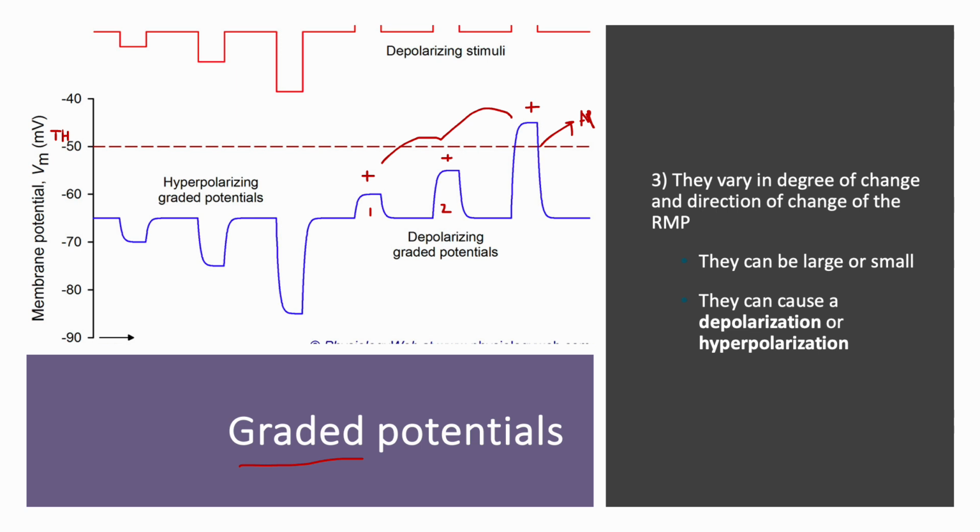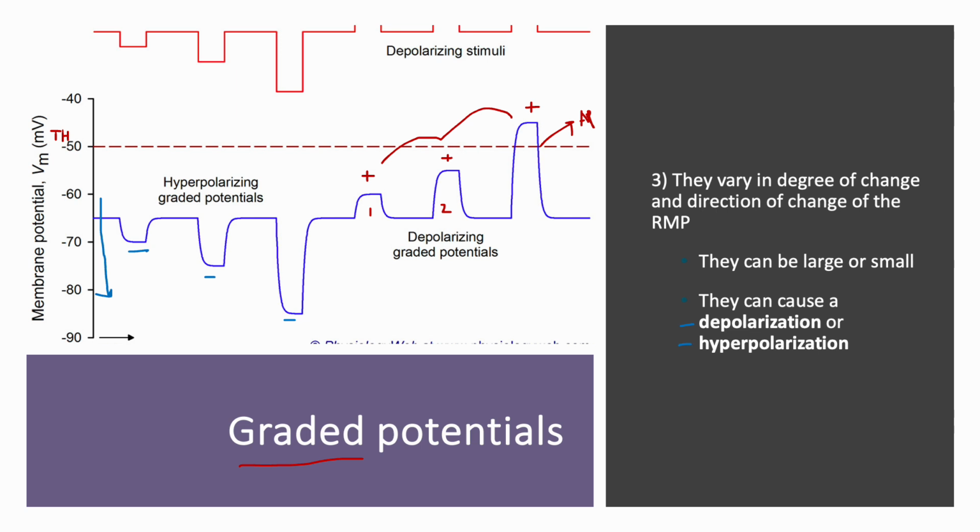Let's say we have hyperpolarizing graded potentials, right? Which means becoming more negative. Well, let's say we bind one chemically gated chloride channel. We get an influx of negatively charged chloride, and we become more negative. Let's say we bind 2, so we bind 3. Well, now notice we're moving away from threshold and we're becoming more negative. So this is a hyperpolarization. Okay? So we can depolarize or we can hyperpolarize.